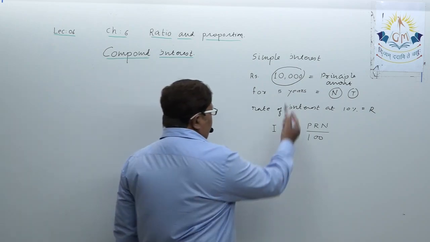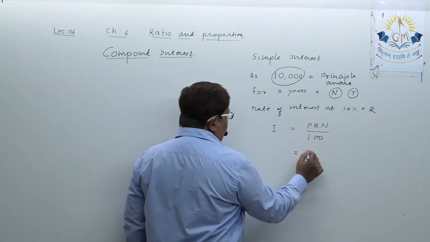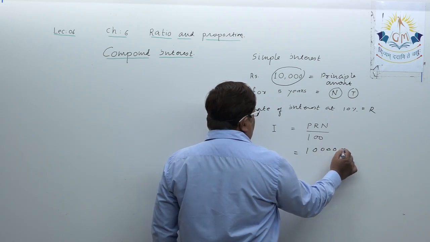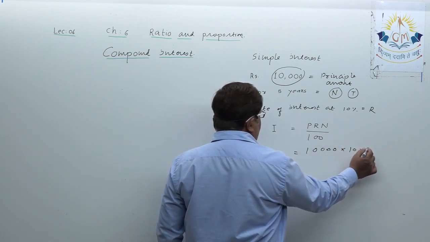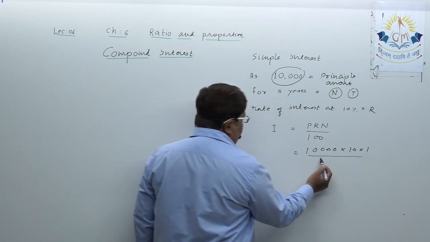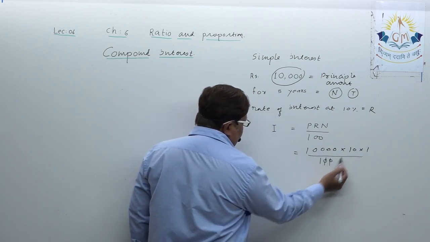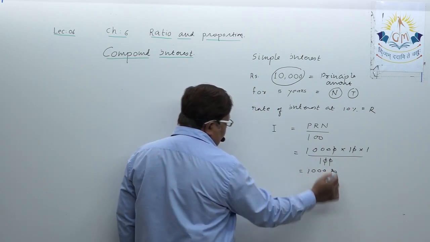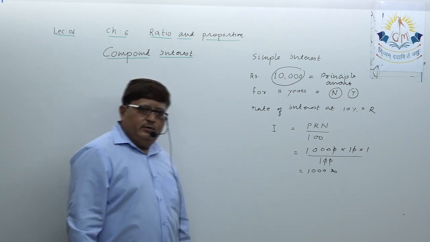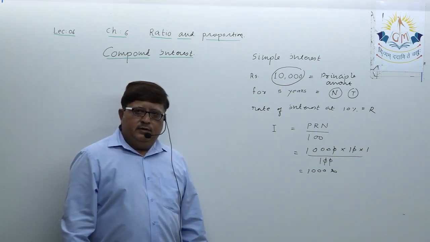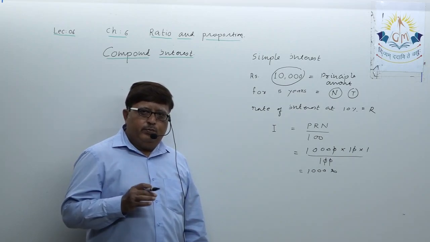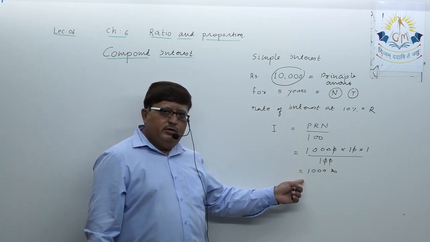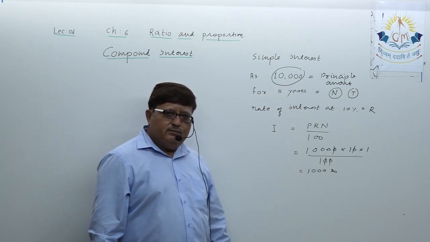Suppose we count interest for the first year on this P, 10,000, R that is 10% for the first year, so N 100, N 1 upon 100. Now just cancel. What interest did you get at the end of the first year? 1000 rupees. Okay. So at the end of the 1 year, suppose you want to pay back your amount, you have to pay 10,000 plus 1000, that you all know very well.